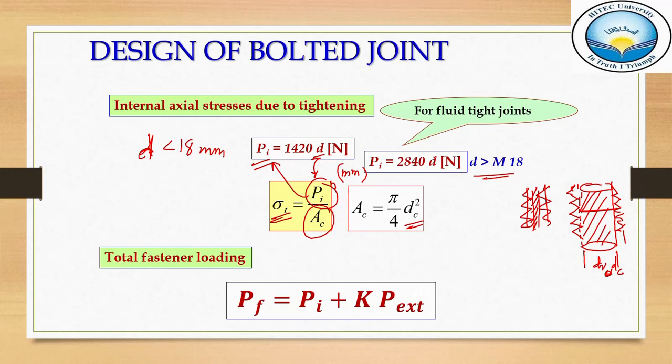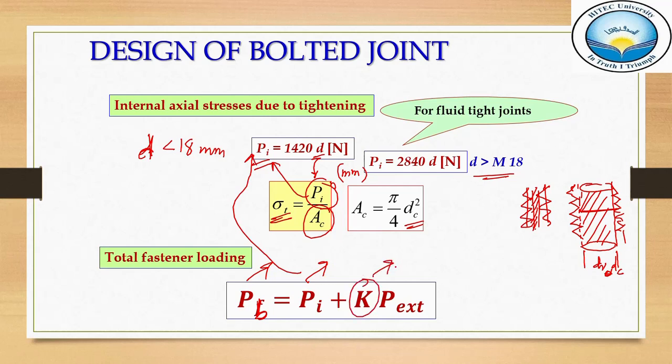or total bolt load, in some books it is called PB, so don't confuse with that. I prefer to use PF because I use the word fastener, which means the element which fastens, which combines, but you can use B as well, no problem. So PB, which is the total bolt load, equals the initial tightening load, which is based on standards, plus K.